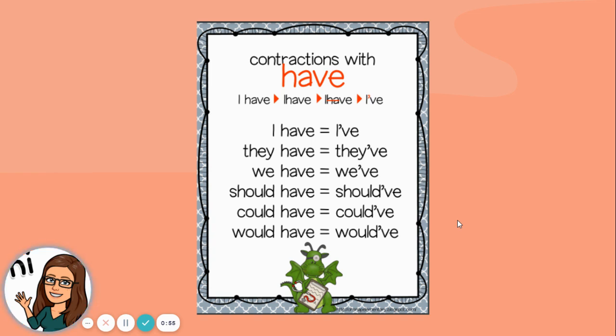Today we're going to focus on contractions with have. For example, I have. The contraction I've. Notice the apostrophe is taking the place of the H and A from the word have. They have. Our contraction becomes they've. We have. The contraction we've.